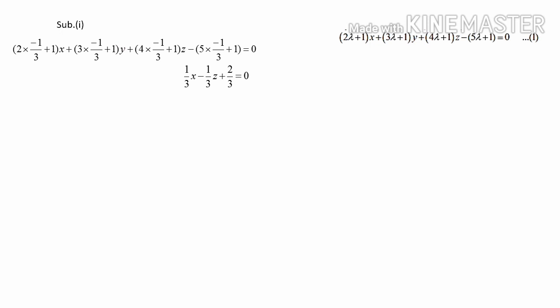No need to write. Here when you multiply 4 into minus 1, that is minus 4 plus 3. Minus 4 plus 3 is minus 1. Minus 1 by 3 into z. It is written here. Then inside this bracket 3 into 1 is 3. So minus 5 plus 3 is minus 2. Minus into minus is plus. So plus 2 by 3 equal to 0. Here there is a common denominator, 3. We can cancel it. So finally we will get x minus z plus 2 is equal to 0. So this is the equation of the plane.